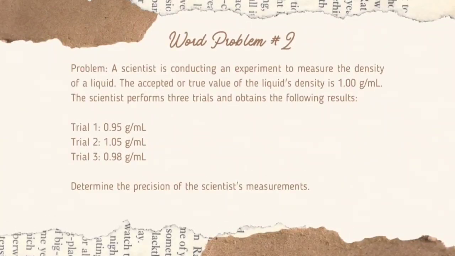As we have already discussed how to derive precision and its percentage, we shall now proceed to our word problem. It is for us to practice it and relate it to a real-life situation. Our word problem is: a scientist is conducting an experiment to measure the density of a liquid. The accepted or true value of the liquid's density is 1.0000, or 1 gram per milliliter. The scientist performs 3 trials and obtains the following results.